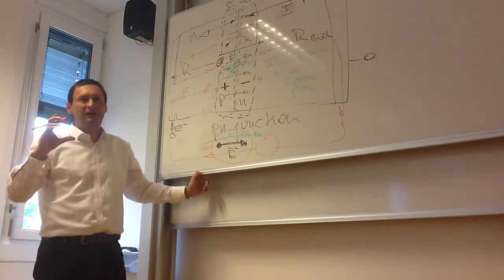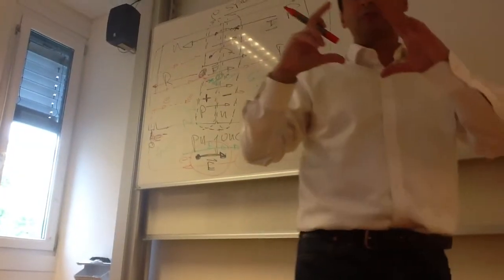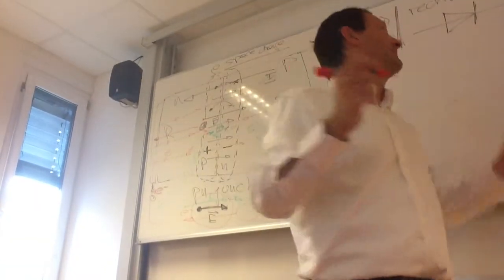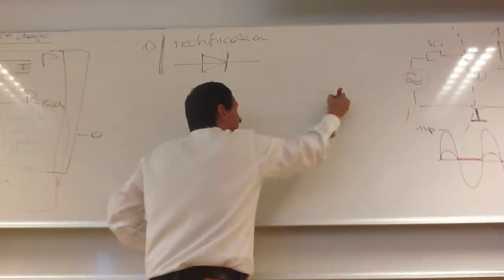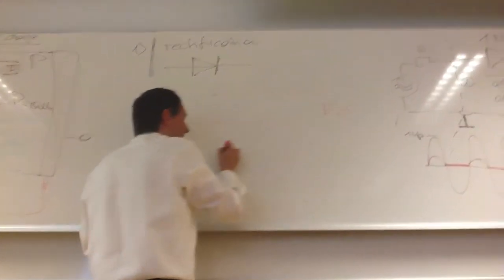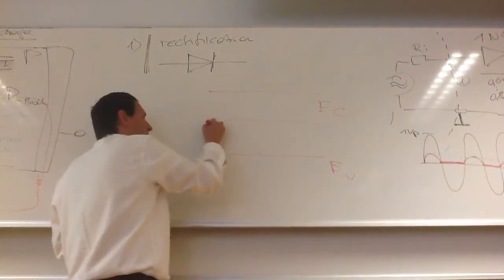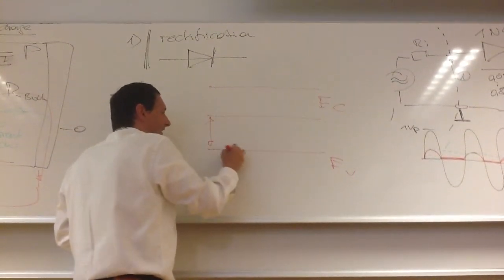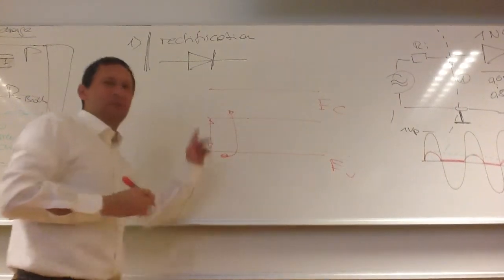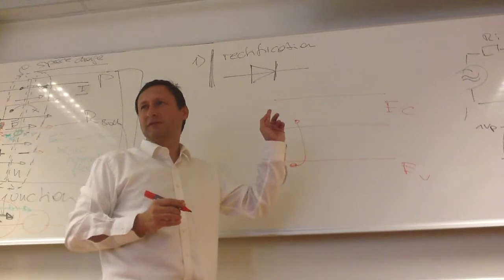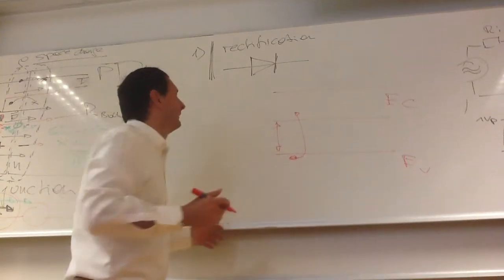So for silicon we have a certain energy level that is linked with the conduction band and the valence band. For silicon, to get an electron from the valence band to the conduction band, did we do this last time or no? We do it now.